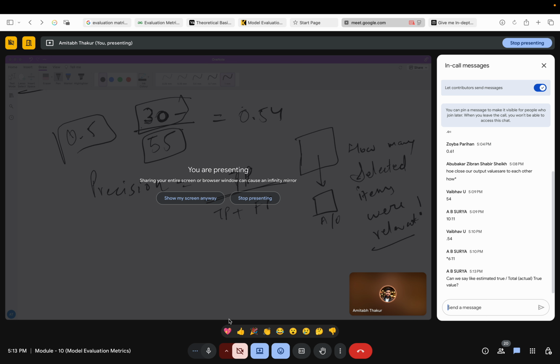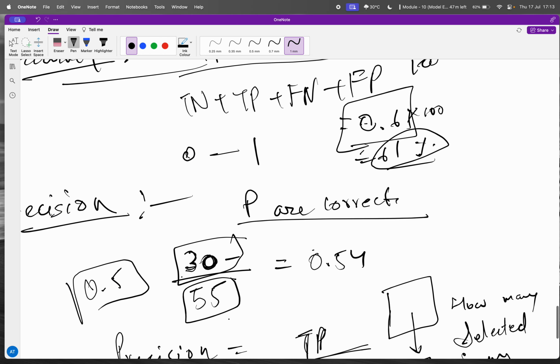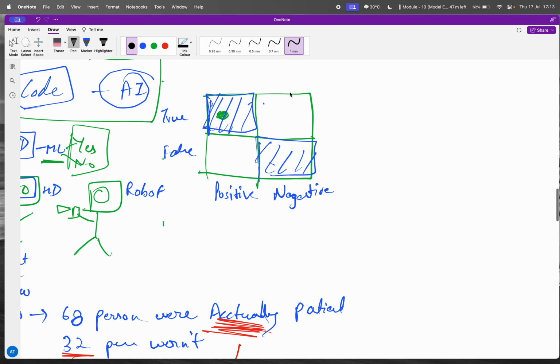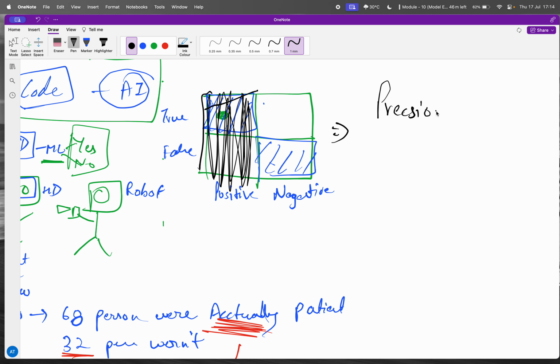Can we say estimated total true? That is okay, true divided by total actual true value. Yeah, that is the point. No, that is total true positive upon total positive. See, brother, you got the concept, but one more thing I need you to clear. To calculate precision, you have to calculate this. As you can see, over here, this whole term is positive. So for precision you have to get this true positive.